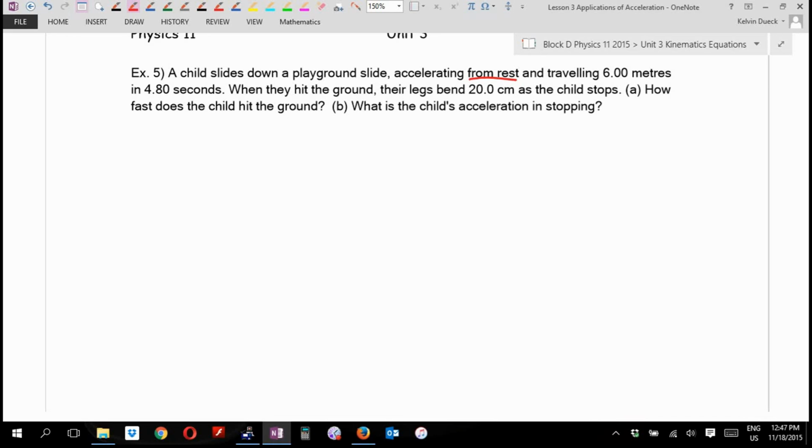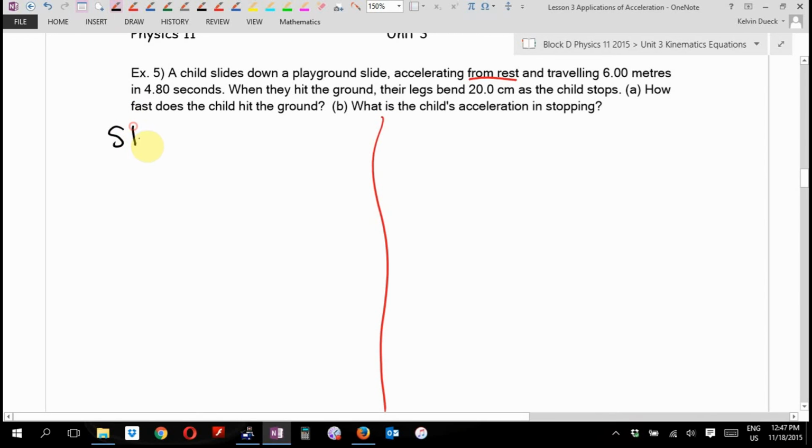I'm going to argue that there's 2 parts here. In fact, I'm going to draw a line down the middle of the page. Part A, I think, is when you're on the slide. And part B, I think, is when you're on the ground. What's part A asking me to find? VF. At the bottom of the slide.